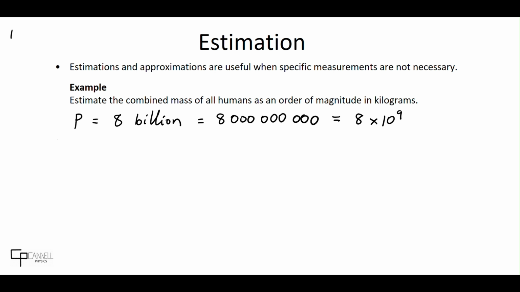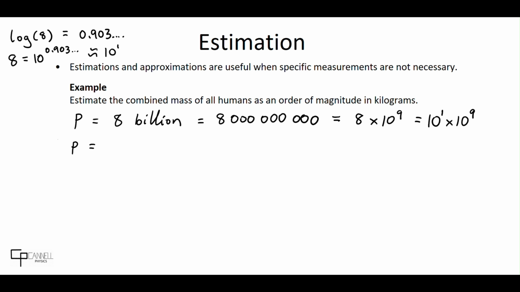So just a little side working here, we'll get the log of 8, and our calculator tells us this is 0.903, etc. So therefore, 8 can be written as 10 to the power of 0.903, etc. Therefore, this approximates to 10 to the 1. So I can rewrite the population as 10 to the 1 times 10 to the 9. So my estimate of the human population, 8 billion, can be rewritten as just an order of magnitude, and that is 10 to the 10, because 1 plus 9 is 10.